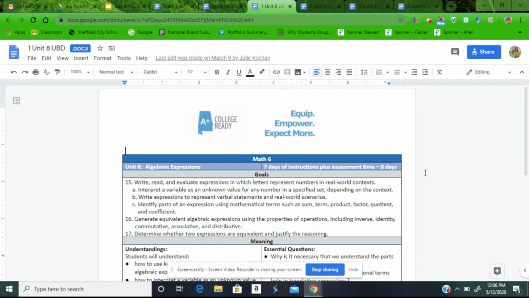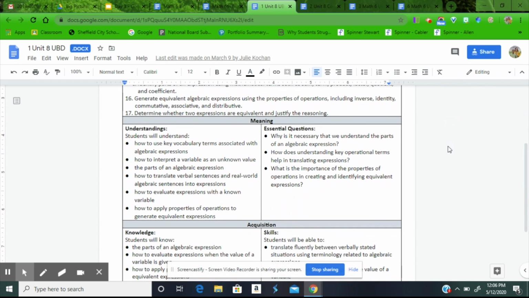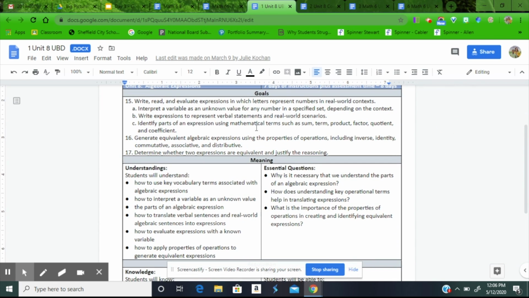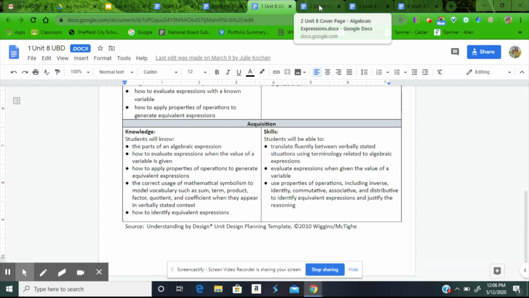So let's look now at our UBD. Again, we have our goals, our meaning, and our acquisition. Our goals are the course of study standards from the new Alabama course of study. Then we have our meaning, our understandings, what the students will understand, and essential questions you can ask throughout this unit. Then we look at our acquisition. Knowledge is what the students will know when they complete this unit of study. And the skills are what they will be able to do once they've completed the unit.